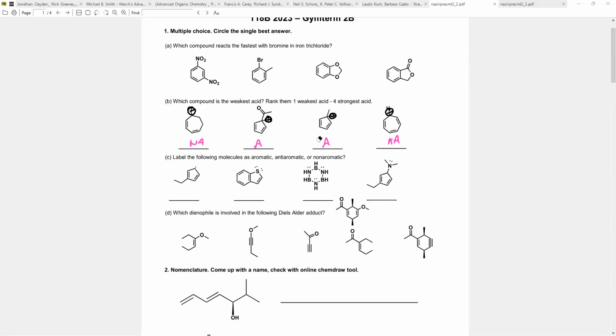So generally speaking, this is going to be the best acid. This is going to be slightly worse than that. Then we have a non-aromatic that's clearly going to be second, because it's not aromatic, and then we have an anti-aromatic that's not going to want to deprotonate at all.